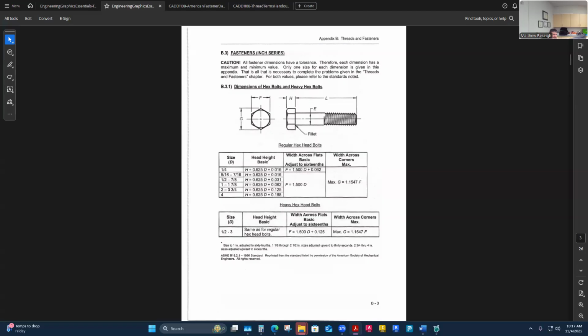And then the width across the corners, which is G, we have this other little constant multiplier times F, which is the width across the flats. So in order to figure the width across the corners, you have to already know the width across the flats because it's part of the formula. So here's your math formulas coming. Not that you know these formulas; some engineers have figured these out for us as a general rule. So for width across the flats, I need 1.5 times D plus that 0.062.